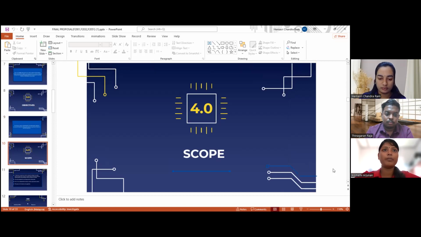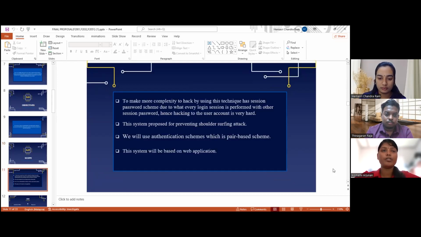Then the next part will be the scope of our project. First is to make it more complex to hack by using the session password scheme, because every login session is performed with another session password. Hence, hacking into the user account is very hard. Furthermore, this system is proposed for preventing shoulder surfing attack. Besides that, we will use an authentication scheme, which is pair-based scheme. This system will be based on a web application.